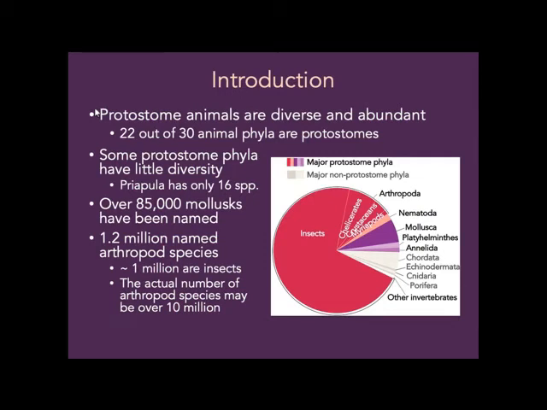And, you know, people love insects, right? Because they're everywhere we live. But if you actually try and look for arthropods in the places where arthropods live, like the ocean, for example, the actual number of arthropod species may be over 10 million.